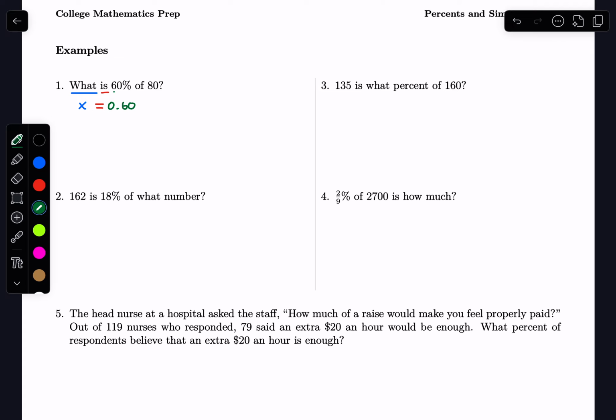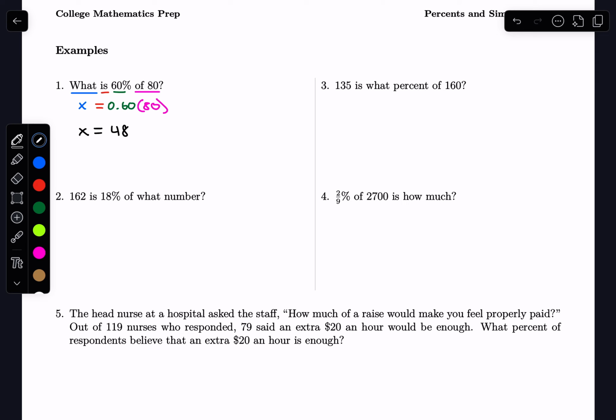Then the word "of" tells me to multiply. But in this case, whenever we need to multiply, so this "of 80" means to multiply by 80, I'm going to write the 80 in parentheses to represent that multiplication. So that right side, 0.6 parentheses 80, means to multiply the two numbers. Now this is the easiest one we have because x is already isolated on the left. All we have to do is multiply 0.6 times 80, and that is just going to give us 48. So first one, no real work to solve, just had to translate into an equation.